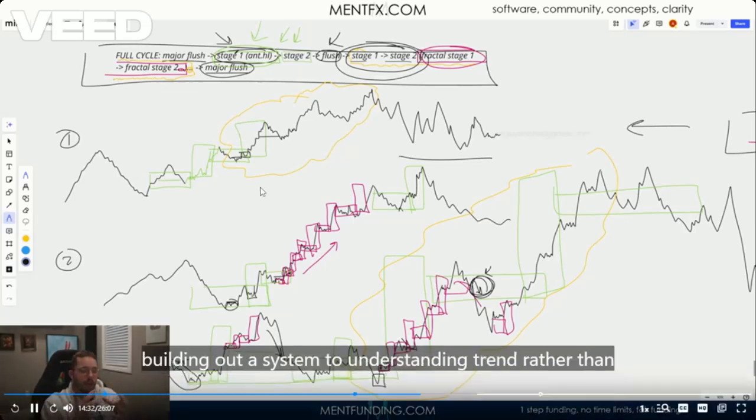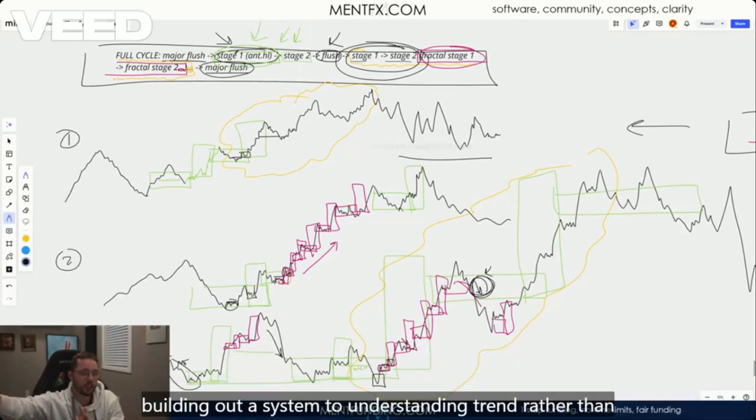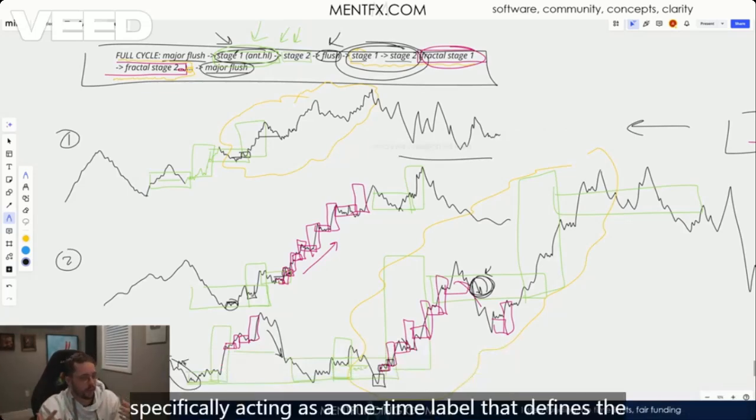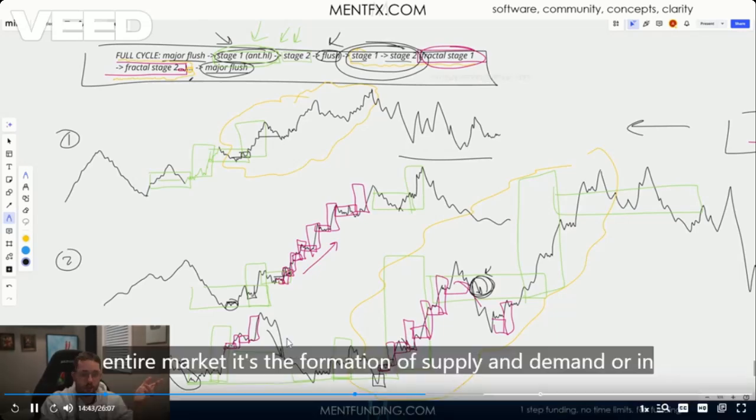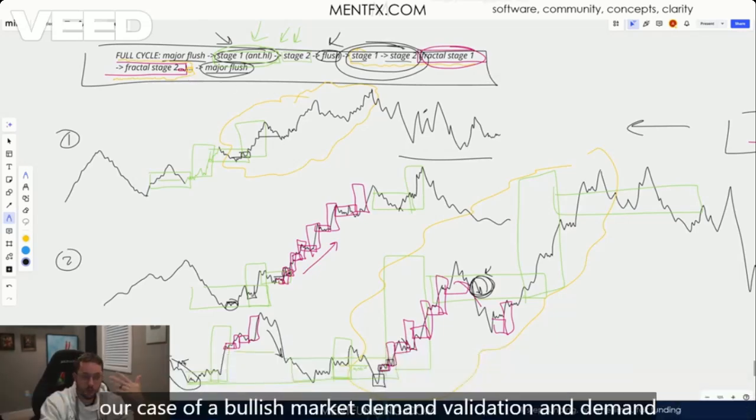And how they're together building out a system to understand trend, rather than specifically acting as a one-time label that defines the entire market, okay? Because you already know what defines the entire market. It's the formation of supply and demand, or in our case, of a bullish market, demand validation.